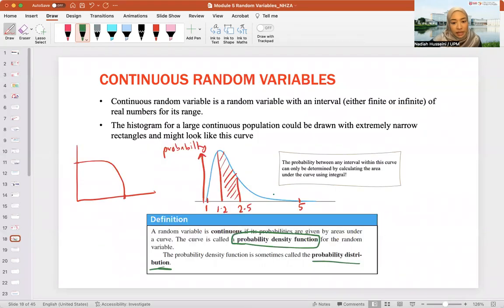Okay, so it doesn't really have to be like a bell curve. It doesn't have to be symmetrical. It doesn't have to be skewed. It can be, actually, it can be like this. It can look really funky, like it can start from here to here. As long as it is a curve, it can count as a probability density function. Okay, so just keep that in mind.